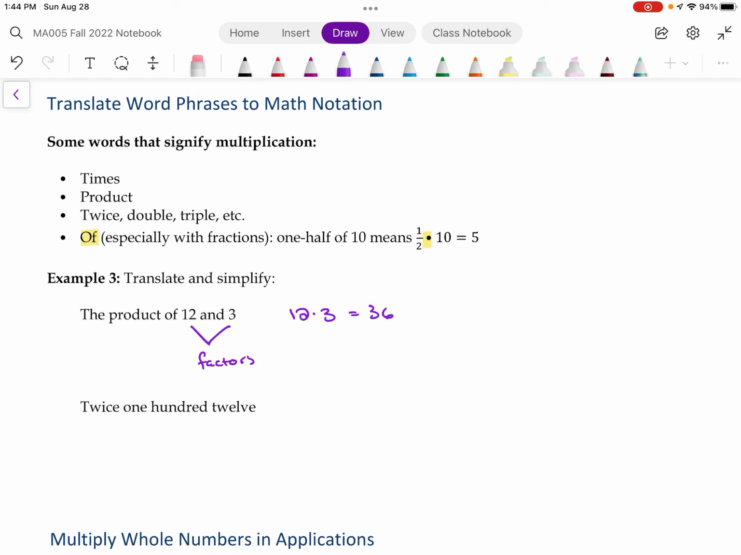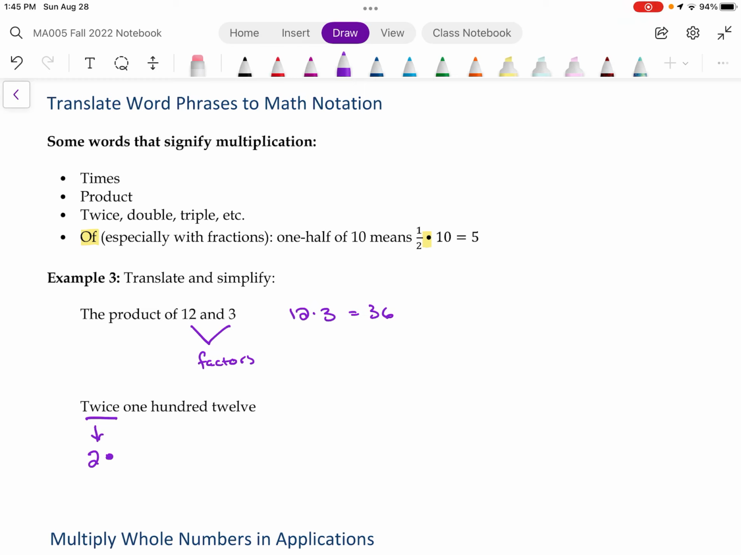Okay, another way to think about these is when we see a word like twice. Twice means 2 times. Okay, so I try not to use an X, so we're going to make that a dot, because an X looks like an X, and we're going to get into pre-algebra, and so when we use times, we use a dot, or we set them side by side with parentheses, but I use dots usually.